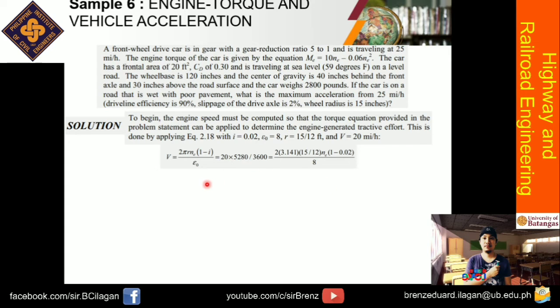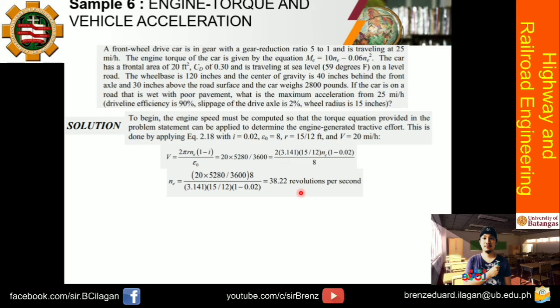Okay, so V is equal to 2 pi R N sub E, quantity of 1 minus i over e sub o, or that is equal to 20 times 5,280 divided by 3,600, and that is equal to 2 times 3.141 times 15 over 12 times N sub E, quantity of 1 minus 0.02 over 8. So the value of your N sub E is given as 38.22 revolutions per second.